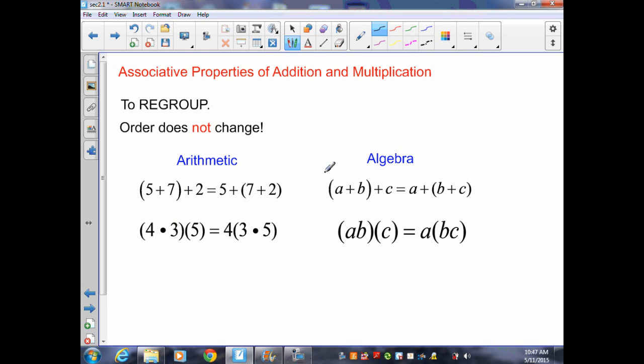The algebraic format of that is the same. A plus B plus C on the left, A plus B plus C on the right. It's the grouping that changes. And the same for multiplication. A times B times C, and here it's B times C first, then A. But notice A, B, C, A, B, C. It's the grouping that changes. And for algebra, it doesn't matter for any real number, for addition or for multiplication, the associative property holds. In other words, the left side always equals the right side, no matter if I regroup.